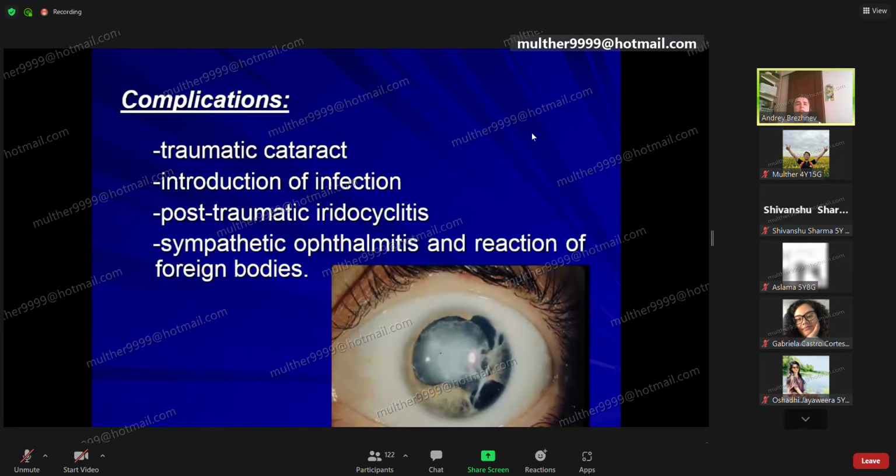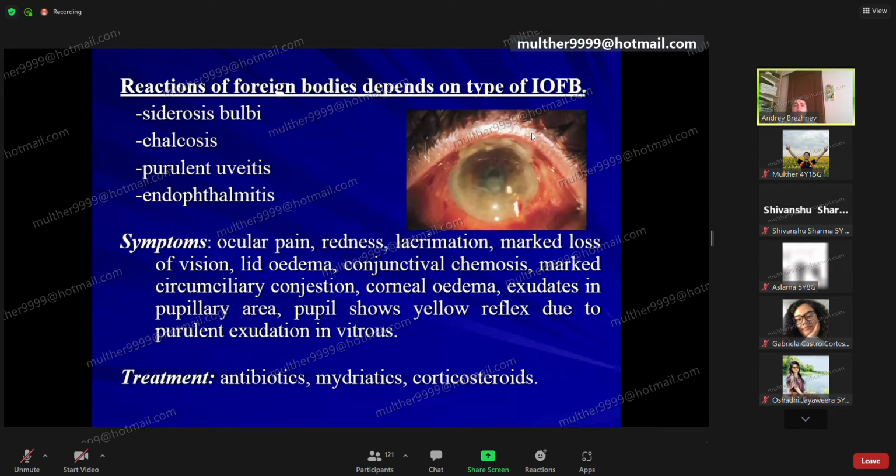What are the main complications of intraocular foreign bodies and severe perforative traumas? Traumatic cataract, introduction of infection, post-traumatic iridocyclitis, which is inflammation of the uveal tract, its anterior part, and sympathetic ophthalmitis and reaction on foreign bodies. What does reaction on foreign body mean? Reaction on foreign bodies depends on the type of intraocular foreign body. Usually we are talking in this case about the metal foreign bodies.